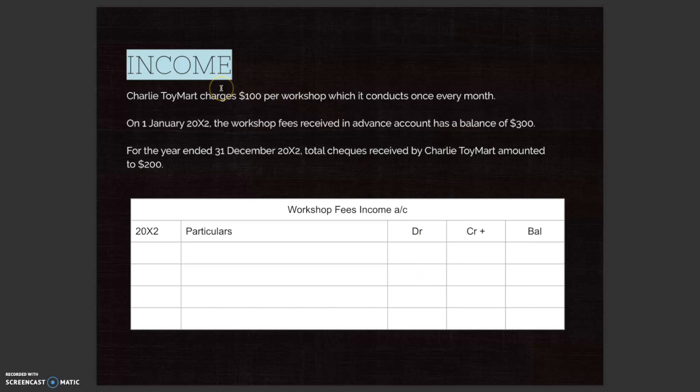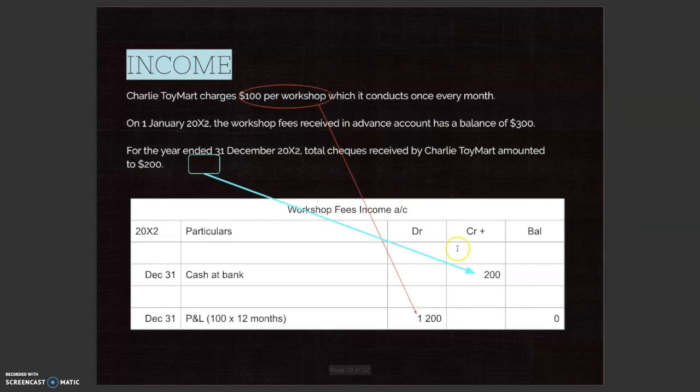Here we are trying to look for two things as much as we can. The first one is how much did we receive. Here you can see that for the year ended 31st December 20x2, total cheques received was 200. At the same time, we find the amount that was earned, because they charge $100 per workshop. So this gives us our two entry points.